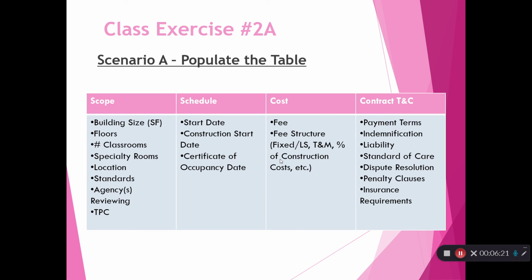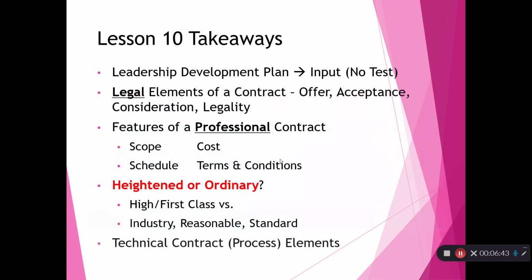Under cost, we would want to have what the fee is. Maybe there's a fee structure for how that's broken up into pieces. And then when we get into contract terms and conditions, we would cover the fine details, such as payment terms, indemnification and liability, standard of care, dispute resolution, penalty clauses, insurance, and other requirements.